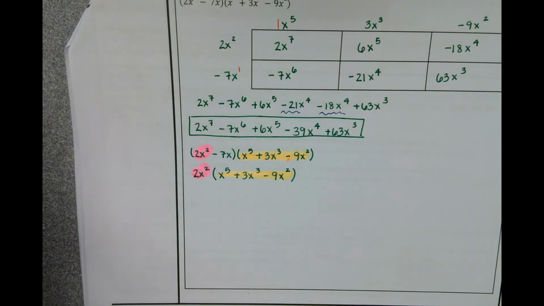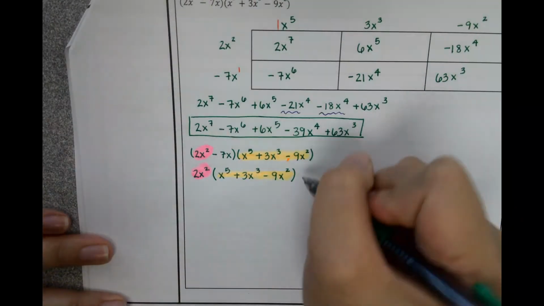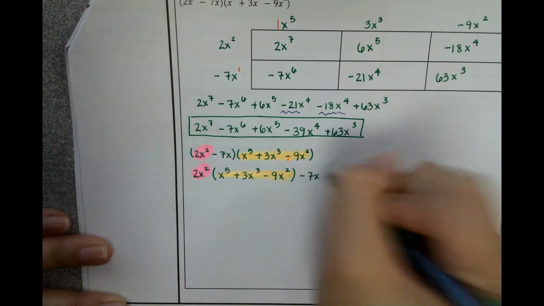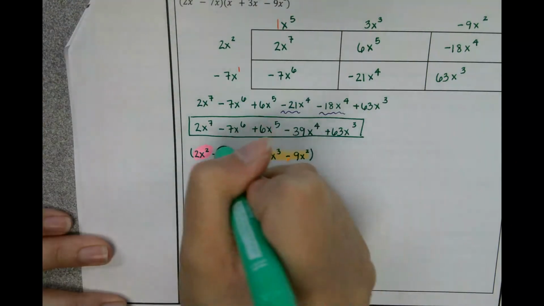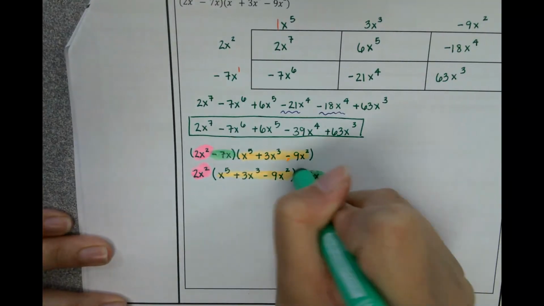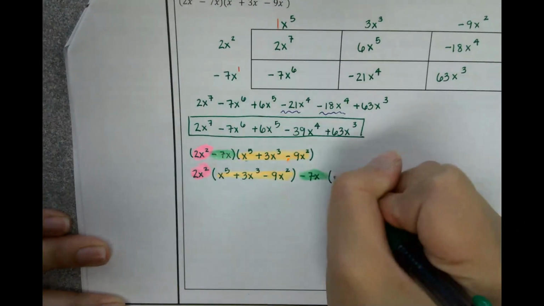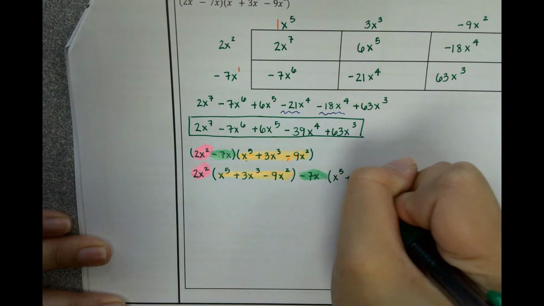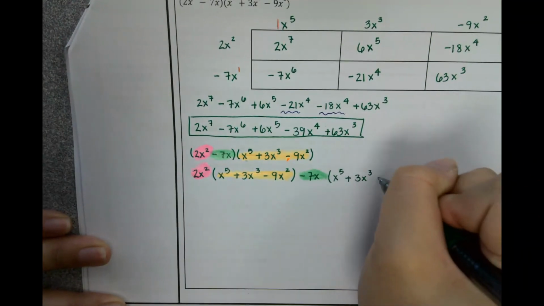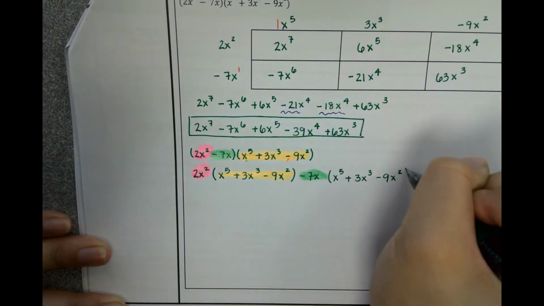Then I'm going to take that second term, that negative 7x, and I'm going to distribute it to everything in the second polynomial. So the x to the 5th, the 3x to the 3rd, and the negative 9x squared.